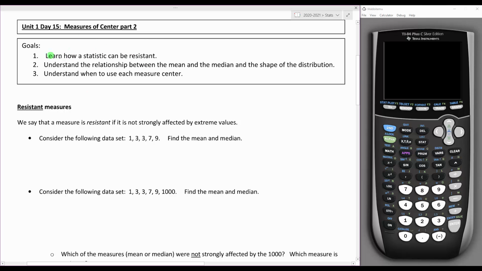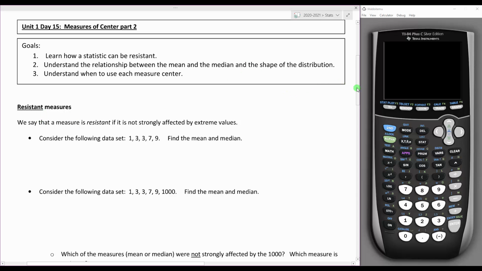So today our goals are to learn how a statistic can be resistant. We mentioned that word in yesterday's lesson, but we need to explain what that word actually means. And we're going to understand the relationship between the mean and the median and the shape of the distribution. So we're going to be taking a look at a couple of examples of that. And then we want to understand when to use each measure of center. So we're going to talk about those three things. Let's get right into it.